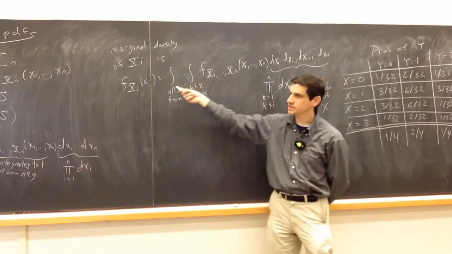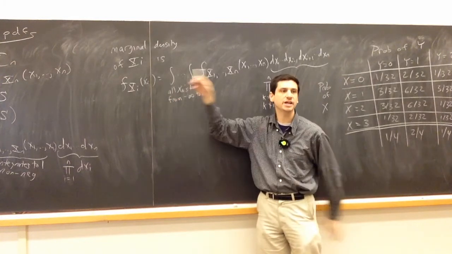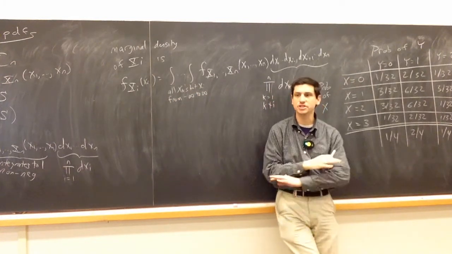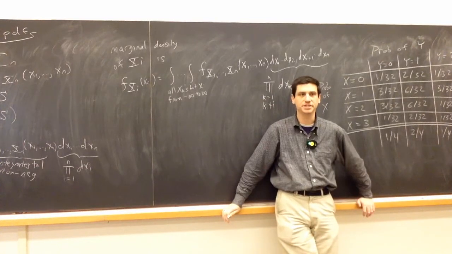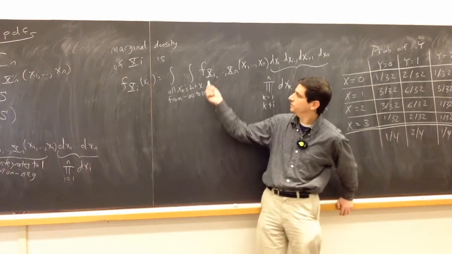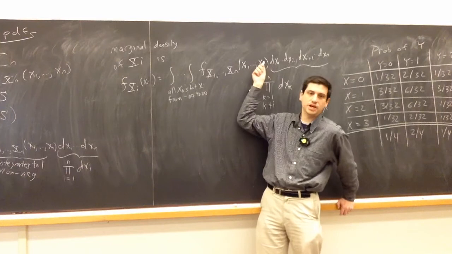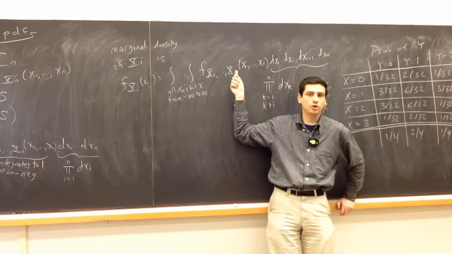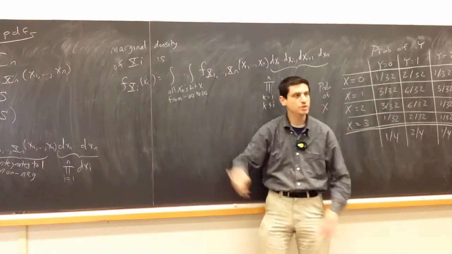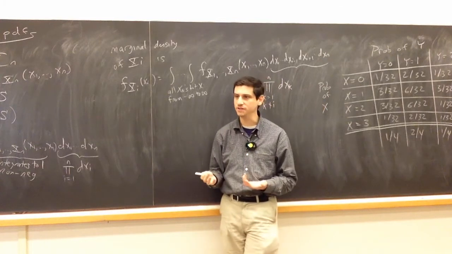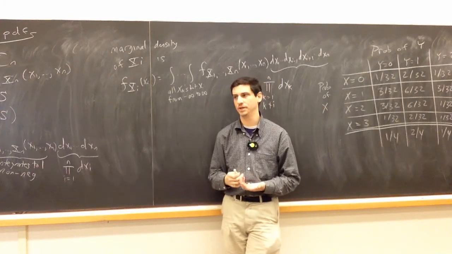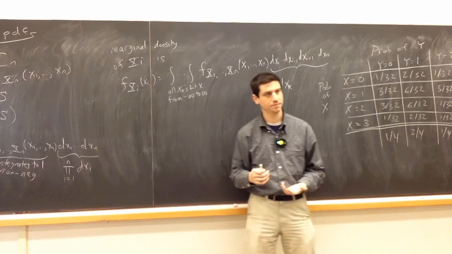I fix the value of xi and I say, I care about xi, I don't care about anything else. Let me just integrate out every other variable and see what's left over. All of these variables now, x1, x2, xn, everything but xi goes from minus infinity to infinity. So if I did one more integration, if I integrated from minus infinity to infinity, I would have to get 1, because I have a probability density function.